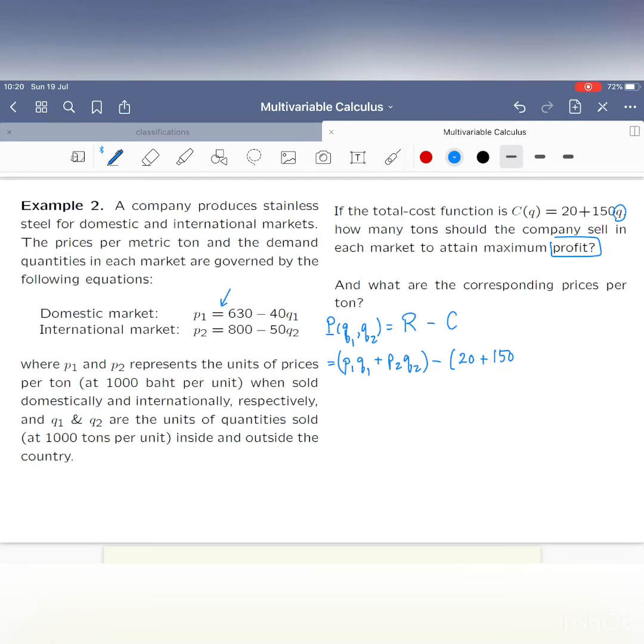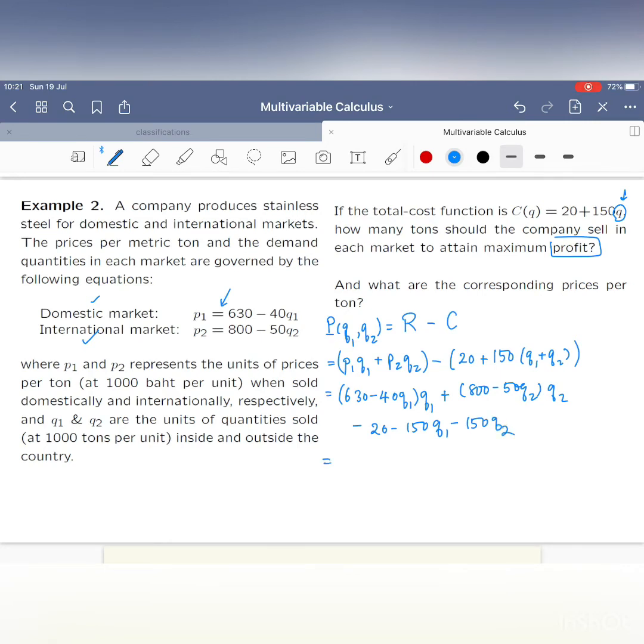Either you sell to domestic or international, you still need to use this cost, right? So it is Q1 and Q2 together. Here your P1 is 630 minus 40 Q1, and your P2 is 800 minus 50 Q2, and then minus 20 minus 150 Q1 and minus 150 Q2.